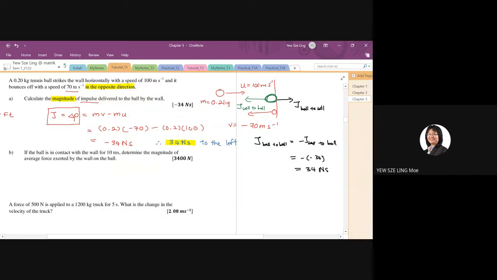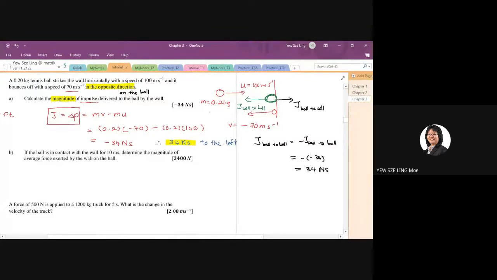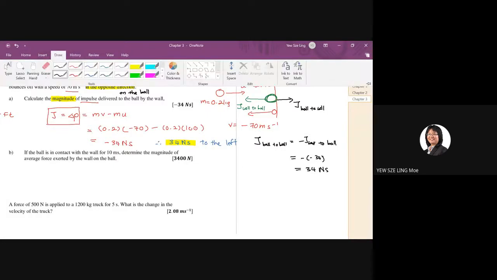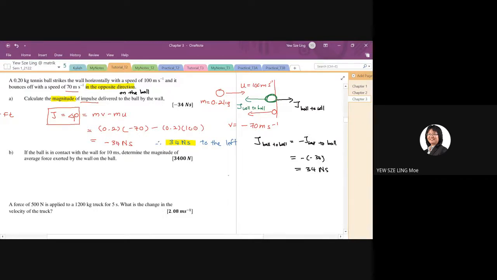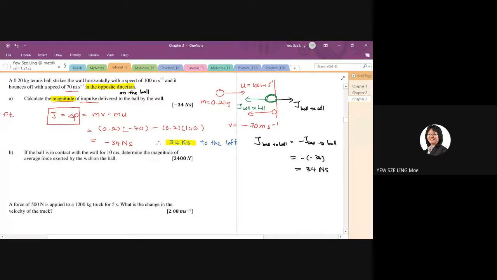So for instance, this question is on the ball. So on the ball, we are going to take the directions to the left. We are going to take the green color arrow. All these are keywords that you have to take notes of when it comes to problem solving. You look at whether it's asking for magnitude or vector, and then you look at the question, see whether it wants the impulse on the ball or the impulse on the wall.